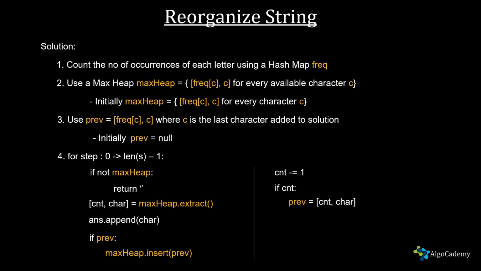We will check if previous is not null, and if so, we will insert it into the max heap. Then, after we decrement the counter, we should also check if the counter is not 0, because we don't want to insert into the max heap characters which are no longer available. Otherwise, if counter is 0, then we will set previous to null, to denote that at the next step we don't have anything to insert into the max heap. And this is it. After the for loop terminates, what we should do is return the answer.